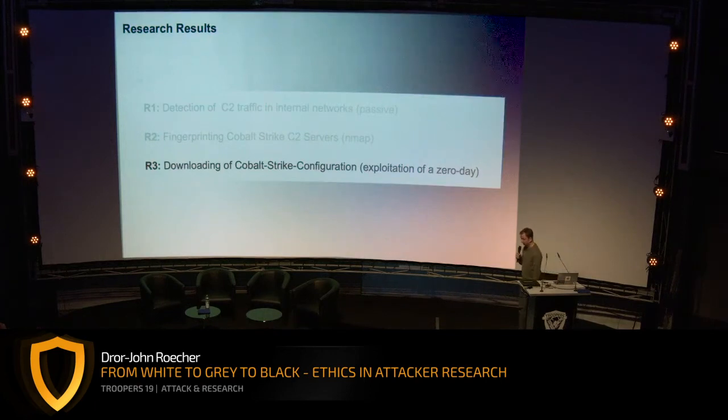Third and last research result. Let's assume there is a vulnerability in the C2 server. As you are the first one to have discovered it, and there is no patch available, you'd probably be sitting on a 0 day. It allows you to download the C2 server config. The server config tells you everything about controlled environments, so about either customers or victims.